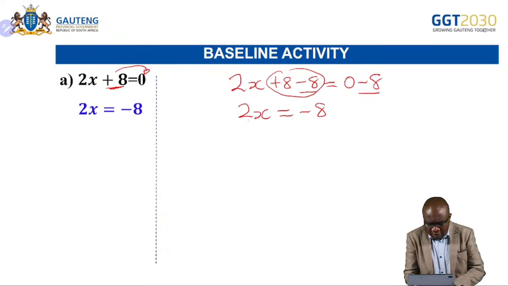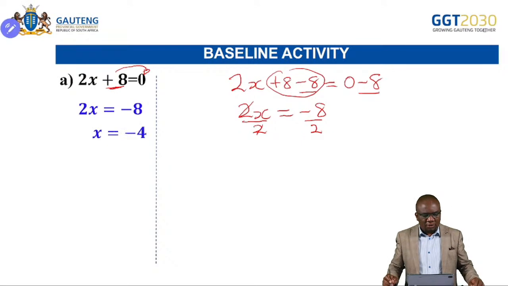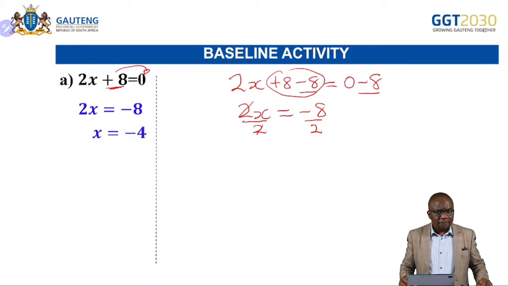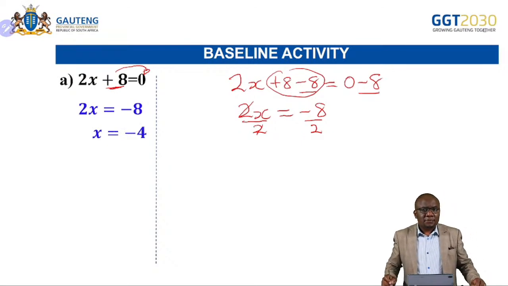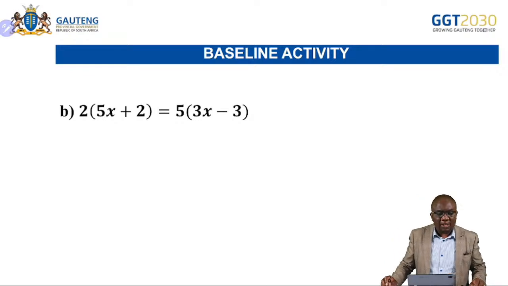Right, now, divide by 2 on both sides. 2 divided by 2 is 1, so we remain with x equals negative 4. You see that? Okay, can you mark that? And then let's go to B.